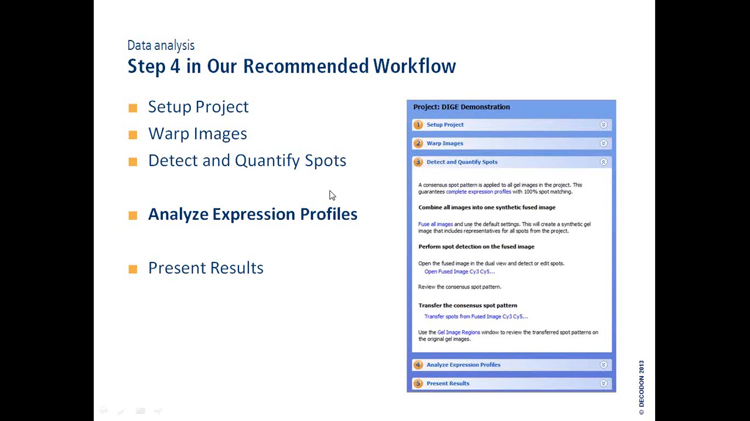With respect to Delta 2D, we are talking about step 4 in our recommended workflow. It is about analyzing expression profiles. This step is part of the workflow as implemented here and is based on the previous step, detect and quantify spots, which was covered by the last webinar that we held in June. It was about detecting and quantifying spots, and the basis of this: normalization, background subtraction, and other aspects of spot detection and spot editing and so on.